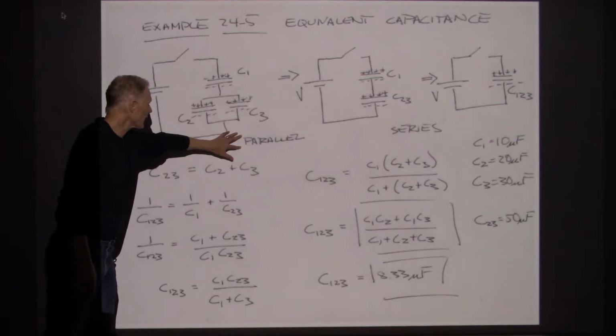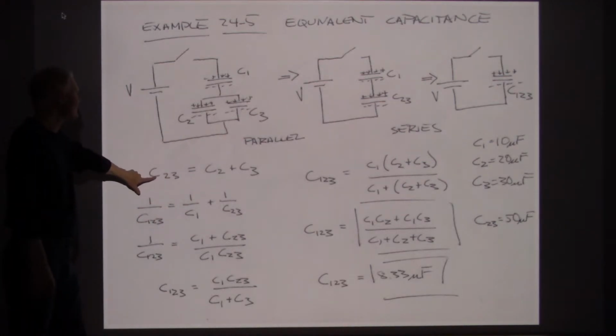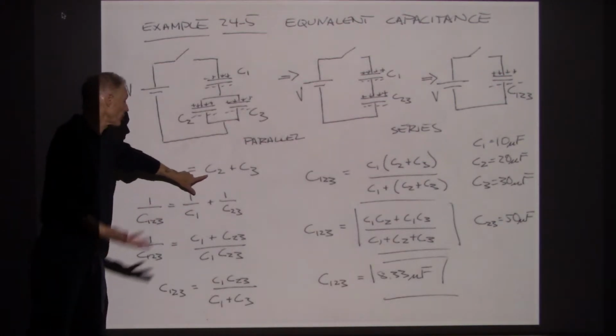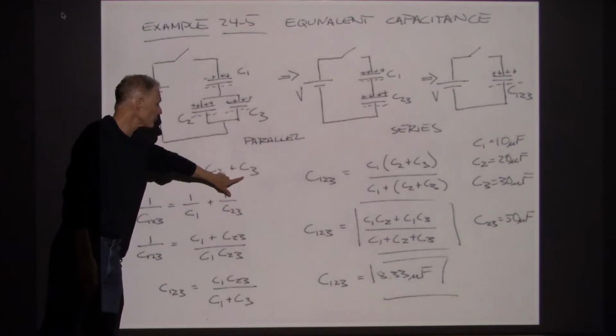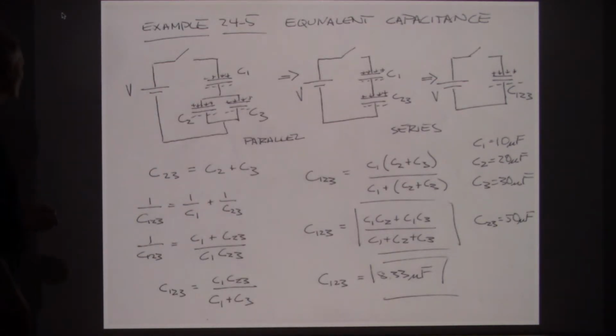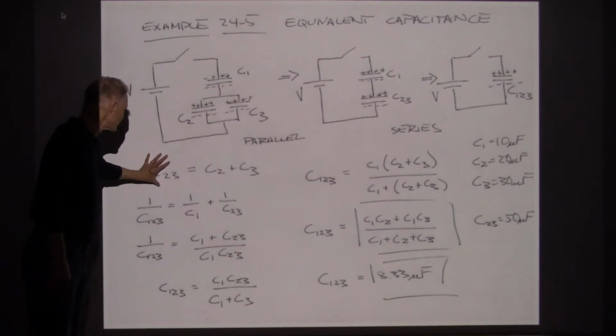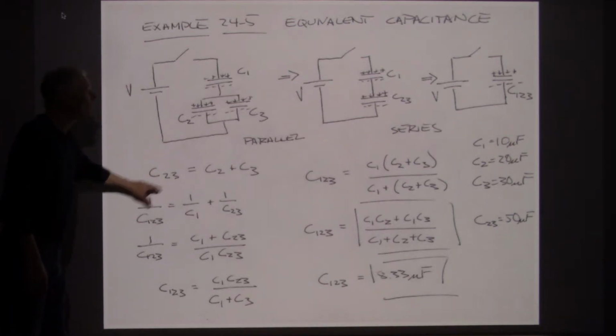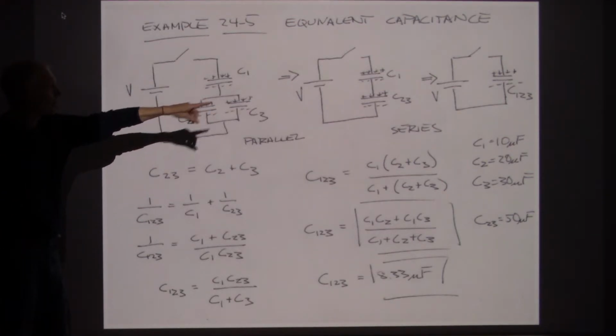So for the parallel case, I'm going to take C23 and say, well, that's equal to C2 plus C3 according to the formulas that we just derived. So that was easy enough. That's my first step. Now the second step is a series combination.